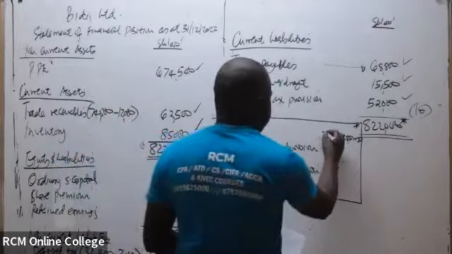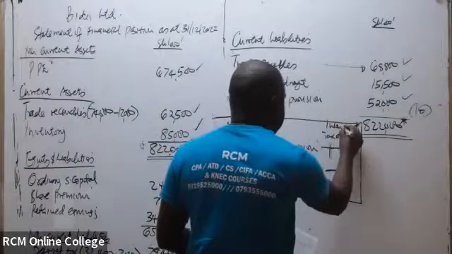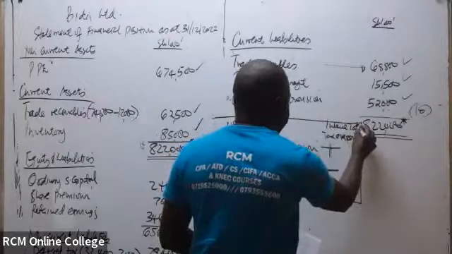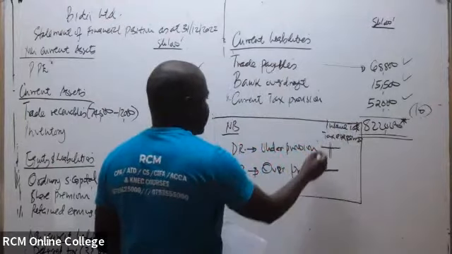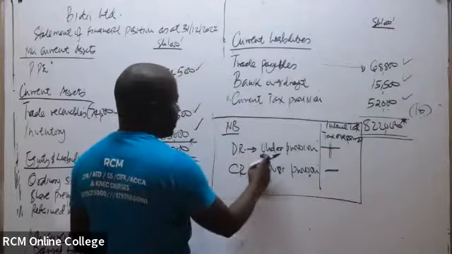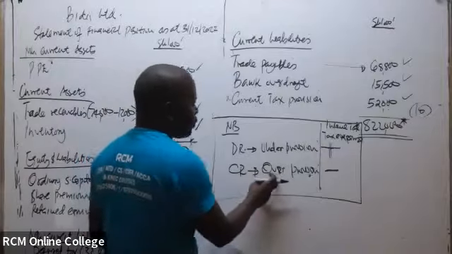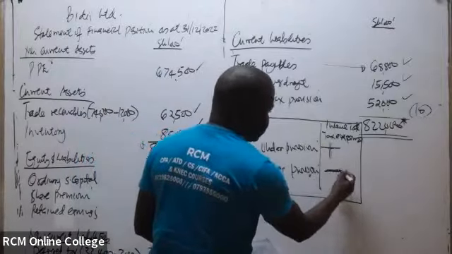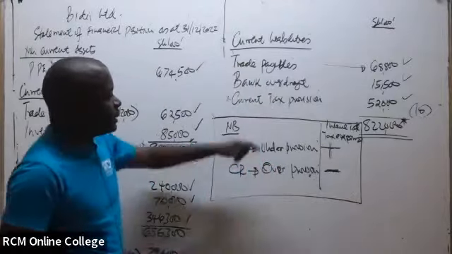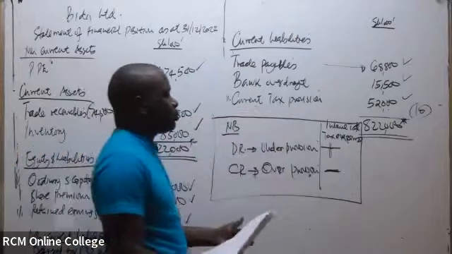It will end up affecting what? The income tax expense. This is how it affects the income tax expense. So if it's on the debit side, it is an under provision, you add. If it's on the credit side, it is an over provision. Therefore, in this case, you do what? You less.